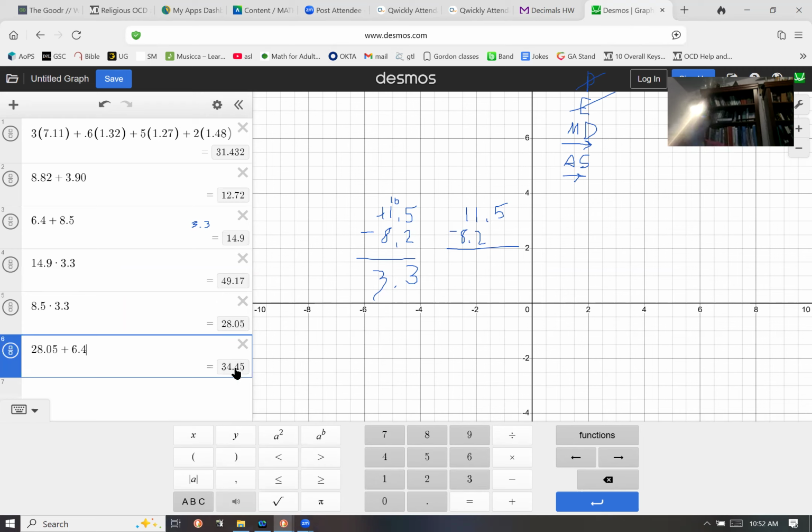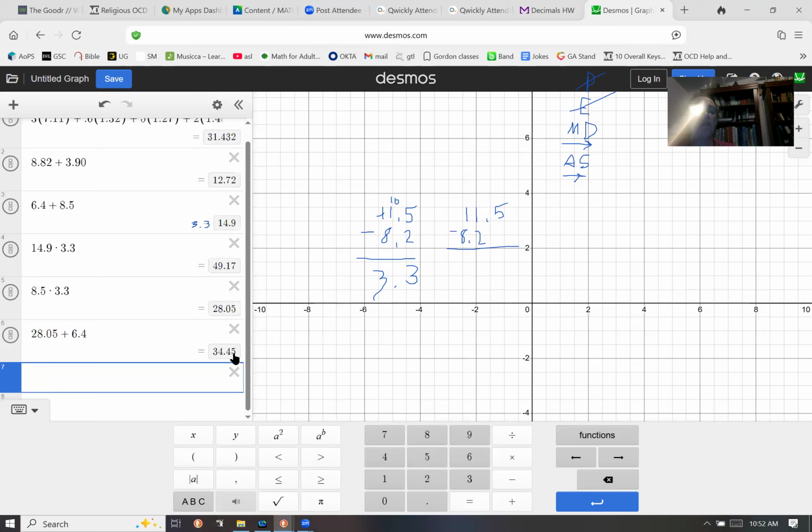And mathematicians have made the judgment call. They say it makes a lot more sense to follow the order of operations where you do your parentheses, then your exponents, then any multiplying and dividing left to right, then you're adding and subtracting. So if we do that, we'll get the 34.45, and it's built into the programming of the Desmos calculator that it uses the order of operations. So if we put all of this into one statement, it'll get it right.